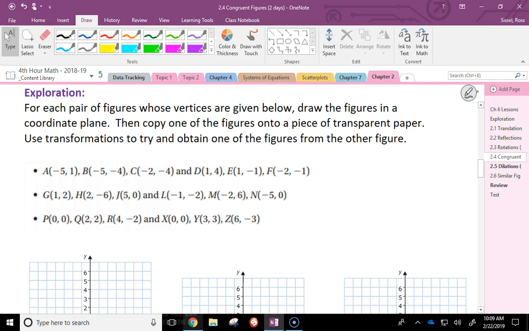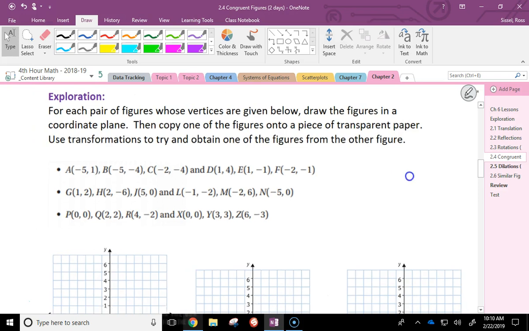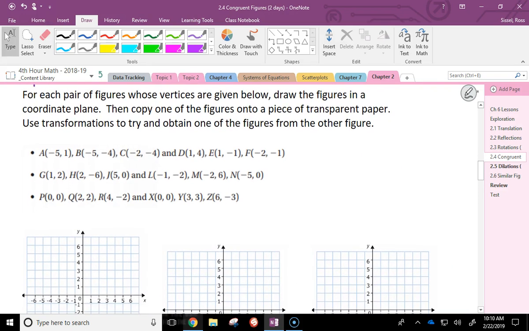For our exploration, let's see if you guys can do this. Mine just moved because they made the copies different. Alright, it says exploration. Remember, exploration is where I want you guys to be doing some of this and then seeing what you learn. So it says, for each pair of figures whose vertices are given below, draw the figures in a coordinate plane. The first thing we're going to do is draw these in a coordinate plane.